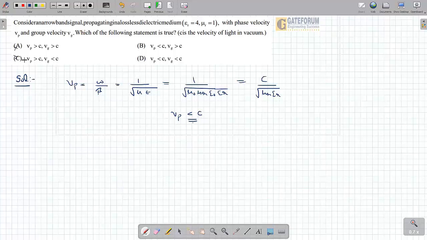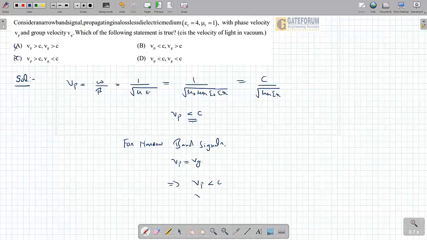Okay, now coming to this Vg, for a narrowband signal, Vg equal to Vp. It implies Vp lesser than c, Vg is also lesser than c. Option D is the right answer. Okay, that's the end of this question from electromagnetic theory.